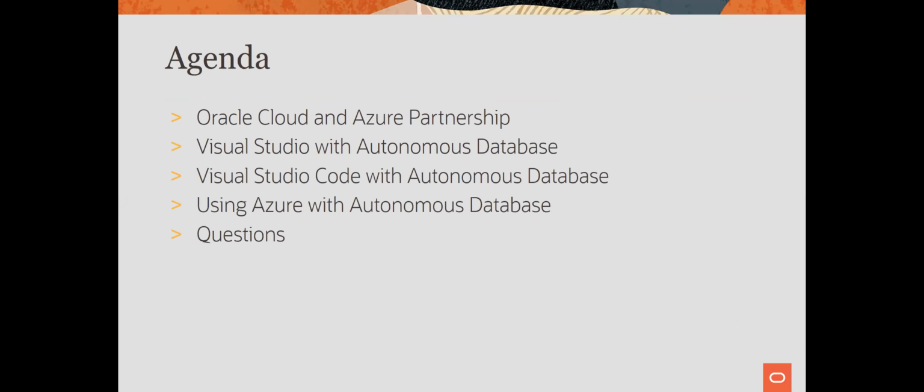If you are familiar with Microsoft tools, you'll know that Visual Studio is their traditional integrated development environment on Windows, and Visual Studio Code is their newer, multi-platform IDE that's used for more than just .NET development, so it can do many languages besides the .NET ones. Then we'll conclude with a demonstration of how to use Azure with Oracle Autonomous Database. In this case, we'll be doing an Azure Web App in .NET Core with ADB. And then I'll conclude with questions.